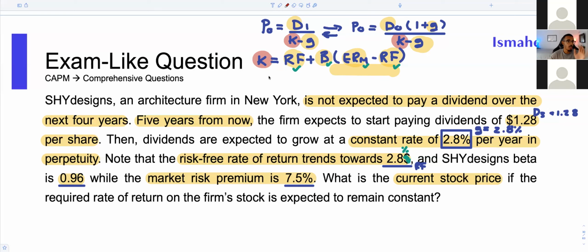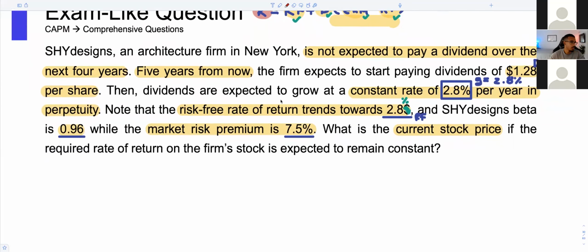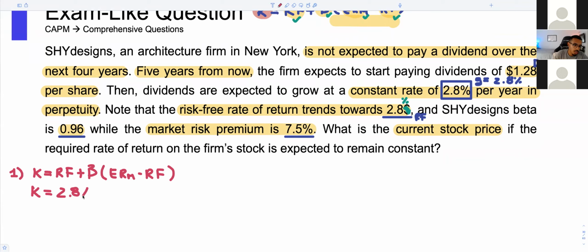Okay, so is everybody okay with the first step, solving for K? Do we understand that? Are we okay with this idea? I feel like it should be okay. Perfect. So let's go about doing that. First step, which would be solving for K. So we know that K is equal to RF plus beta times the market risk premium. In this case, it's very straightforward. We know that RF is equal to, thank you. Wow, you're fast. I like it. You're doing very well.